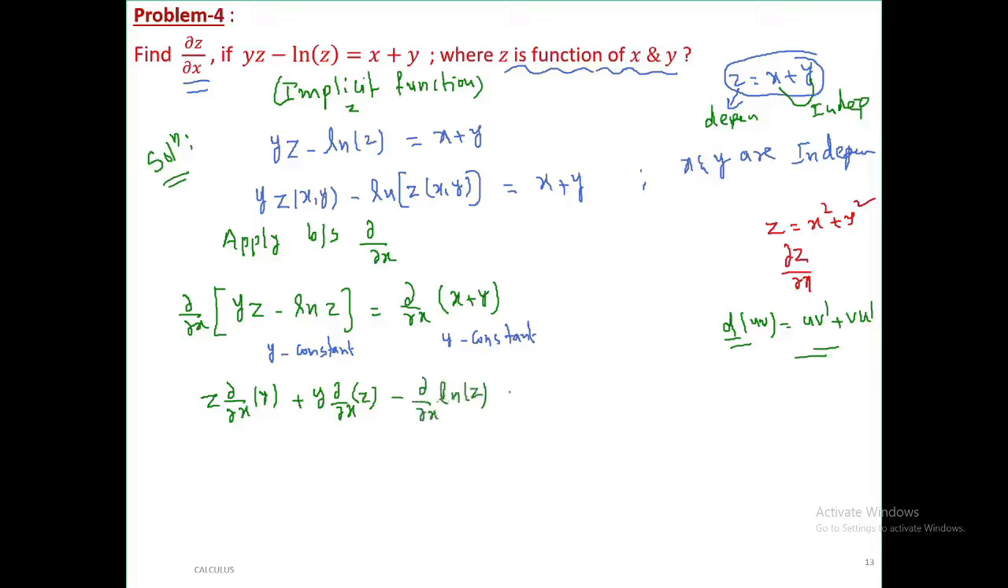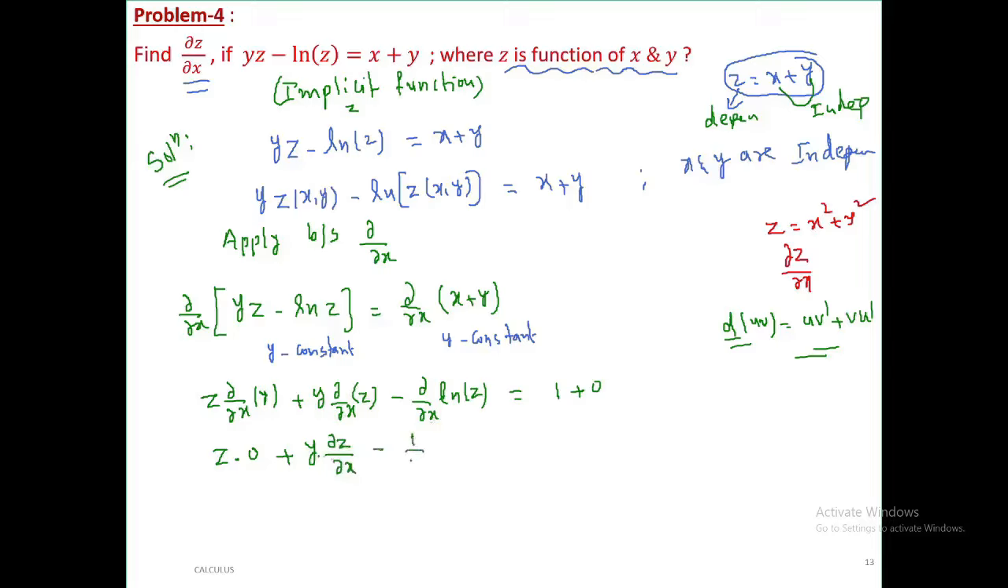Okay, ∂/∂x of x is 1, ∂/∂x of y is 0. And here z as it is, ∂/∂x of y is 0, plus y as it is, ∂/∂x of z. Don't say 0. Why? Because z is not a constant. z is a function of x and y. Therefore, what is ∂/∂x of z? ∂z/∂x simply. y into ∂z/∂x minus ∂/∂x of ln z.